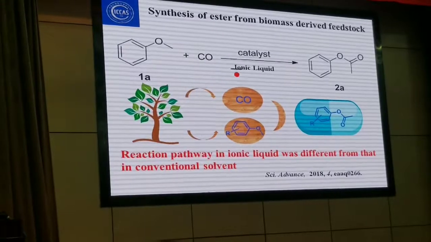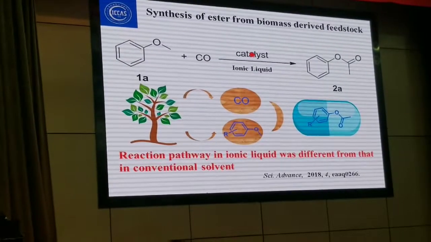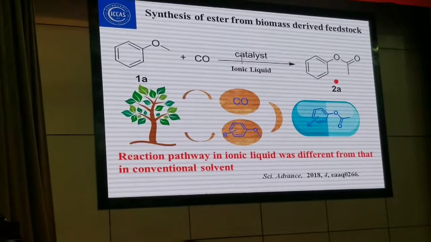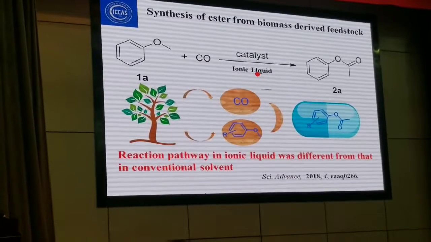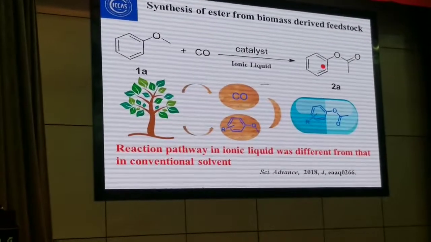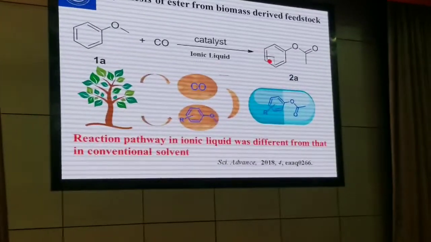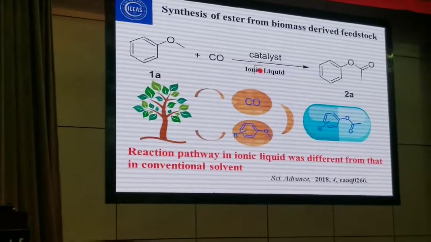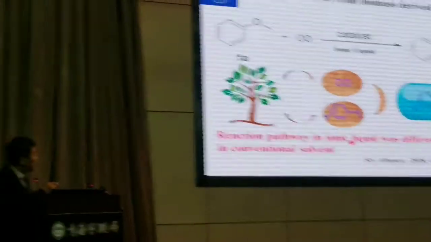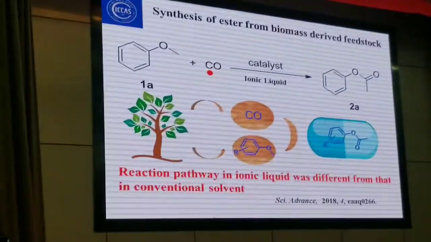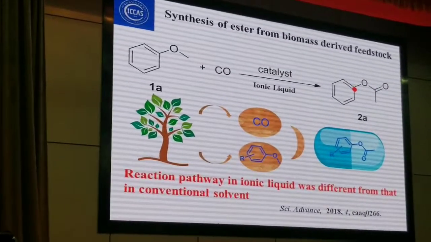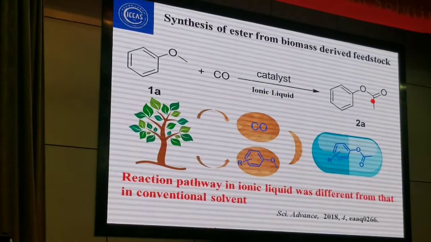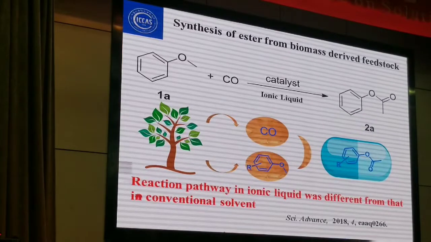Of course, here is another example using ionic liquid coupled with a metal catalyst, and we can achieve this special reaction. You see the reaction pathway is very deep. If we change ionic liquid into organic solvent, we cannot get this very important chemical. That means our detailed study indicates that the reaction pathway in ionic liquid was different from that in conventional solvent. In conventional solvent, the reaction ends here, but using ionic liquid it goes on to here. That is why we can get this chemical reaction.